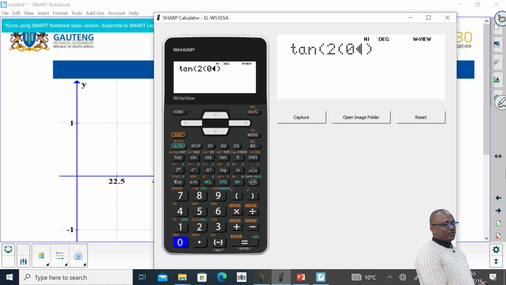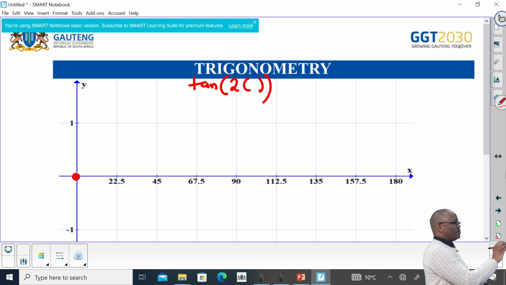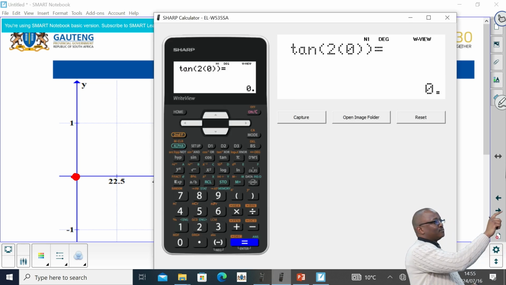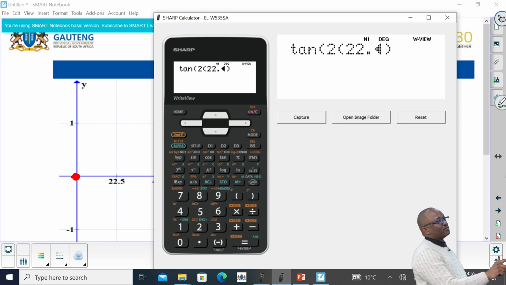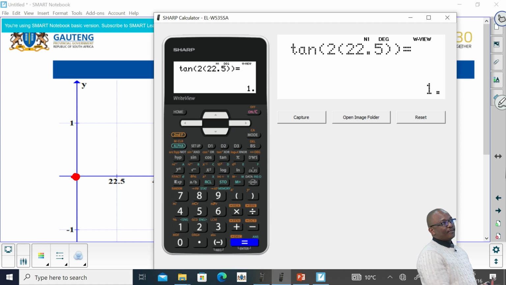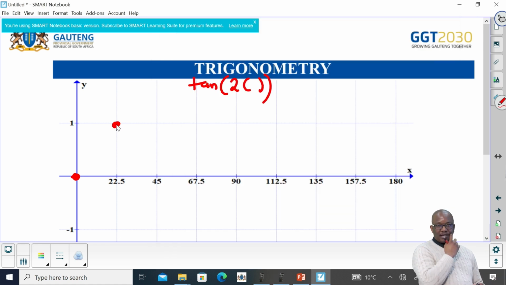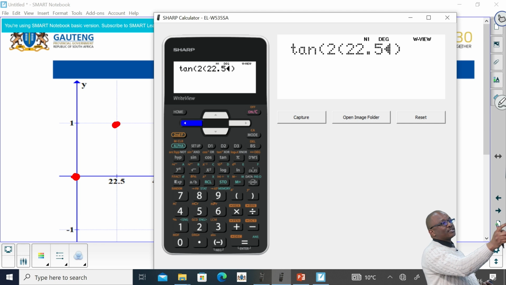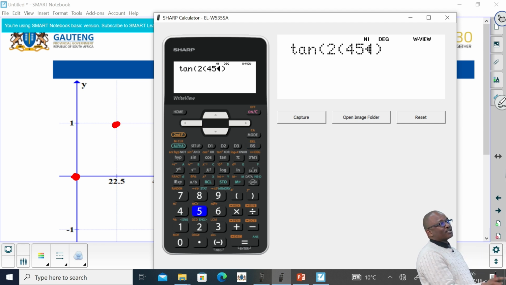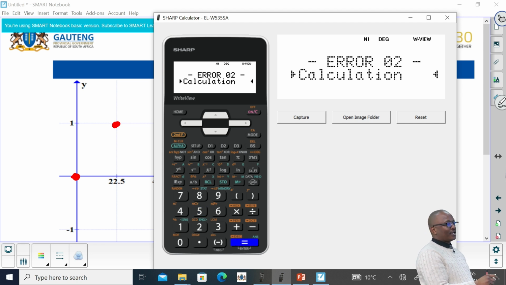So if you say tan 0, you will get 0, then that's where you put it there. Then now, you're saying tan 90. Not 90, sorry. After 0, we get 22,5. That's what we have. Then it's going to give you 1. Correct. So now, let's see if we put 45 in this case. If we say tan 45, what are we getting? Tan 45, we're going to get maths error.